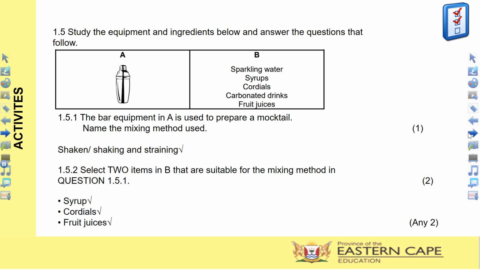So you will then choose syrup, cordials, and fruit juices, because sparkling water and carbonated drinks, we said previously that they are effervescents, so they contain an acid or carbon dioxide. So you will not use a cocktail shaker with them. You would rather stir them, because otherwise it's going to overflow and it's going to spill and make a mess everywhere.